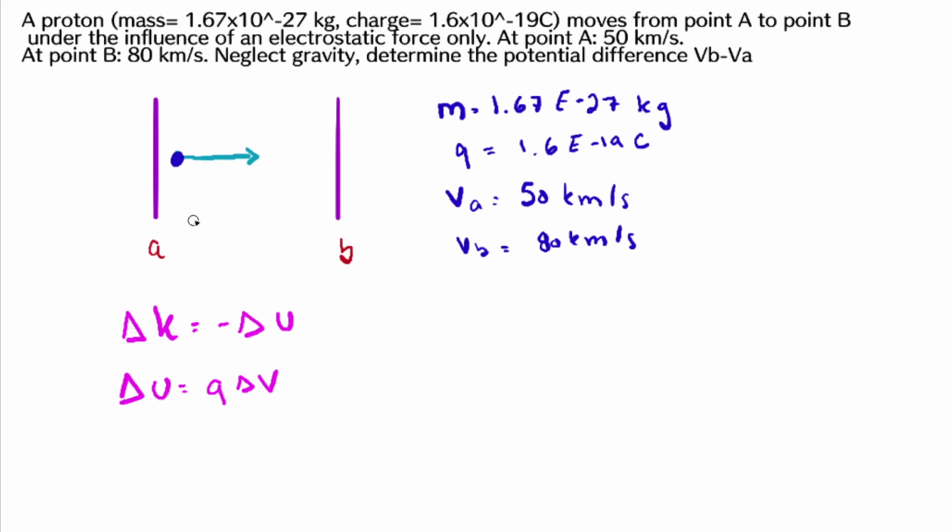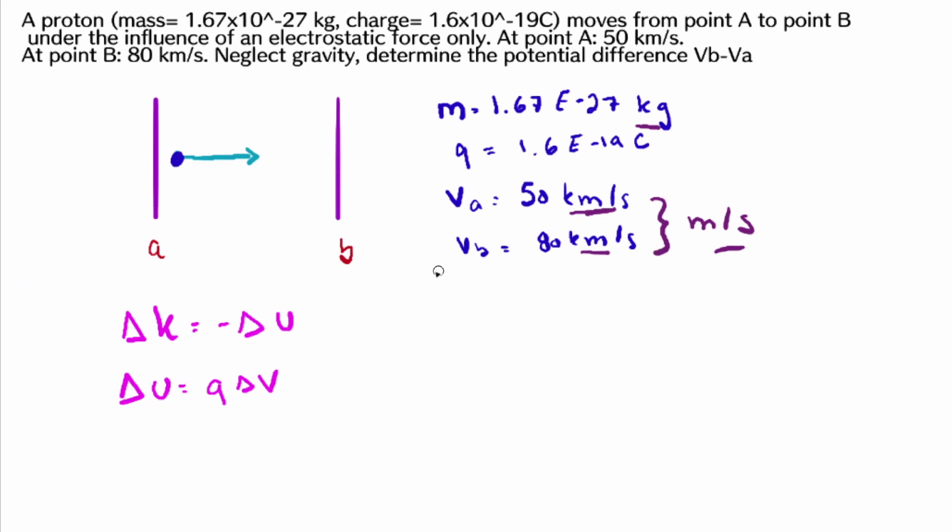So let's just have everything written out. You can do this yourself. Just write out everything that you know. So we know that the mass here is in kilograms, which is good. That's our SI unit of mass. We have the charge, which is in coulombs, also good. Then we have our velocities, which are in kilometers per second, which is not good. We want that in meters per second. We can do that now or later.